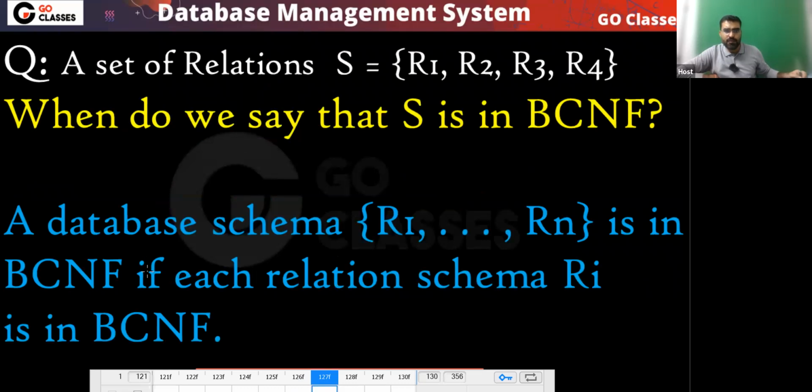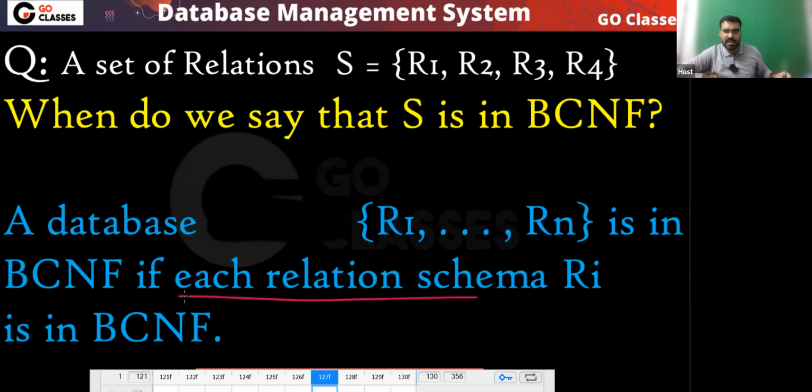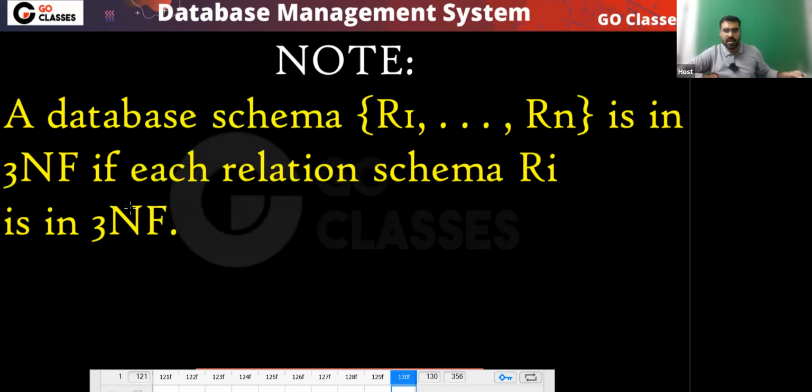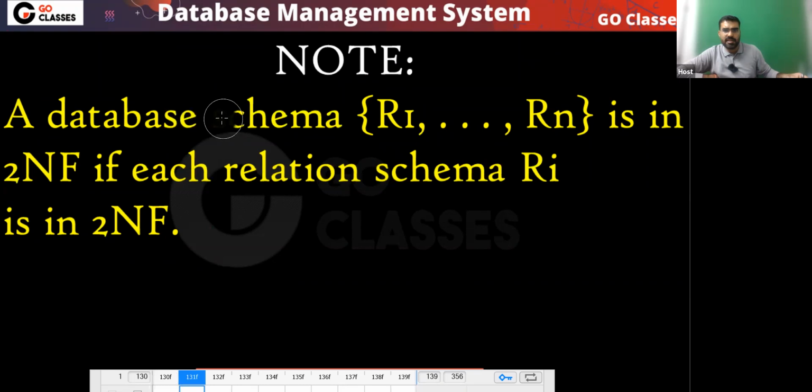So if you have a database schema, a set of schemas R1, R2, up to Rn, then the database is in BCNF if each relation is in BCNF. Very simple. Similarly, a database is in 3NF if each relation is in 3NF, and a database is in 2NF if every relation is in 2NF.